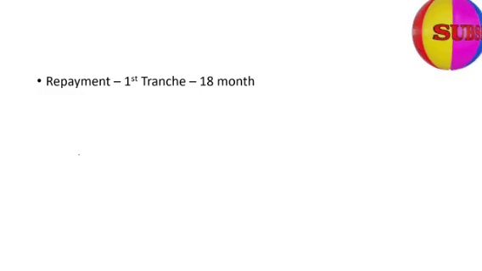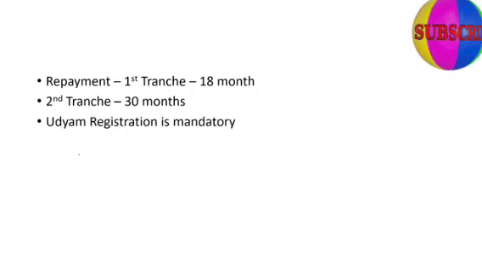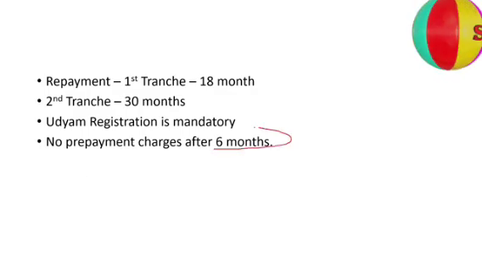First tranche has to be repaid within 18 months. Second tranche maximum 30 months. Repayment period for first tranche is 18 months. For second tranche it is 30 months. Udyam registration is mandatory. For PM Svanidhi, Udyam registration is not mandatory. For Vishwakarma, Udyam registration is mandatory. No prepayment charge if the loan is closed after 6 months.